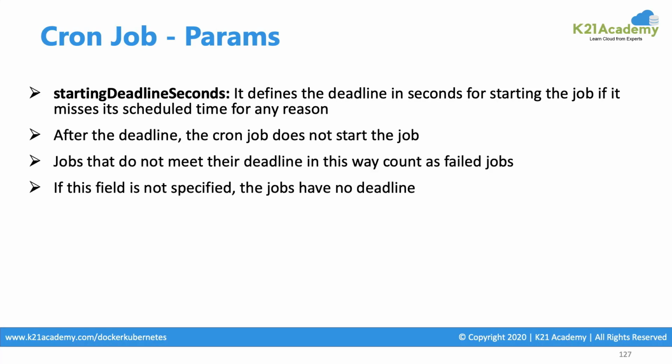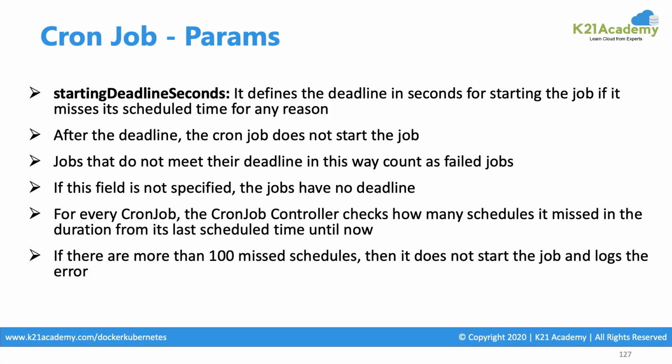And if you look at that, once the deadline has crossed, the cron job will not start the job. If it is not starting and the deadline has passed, it is counted as a failed job. If you don't specify the starting deadline seconds, there is no deadline for the job. As and when the system gets activated, it would go ahead and schedule that particular job.